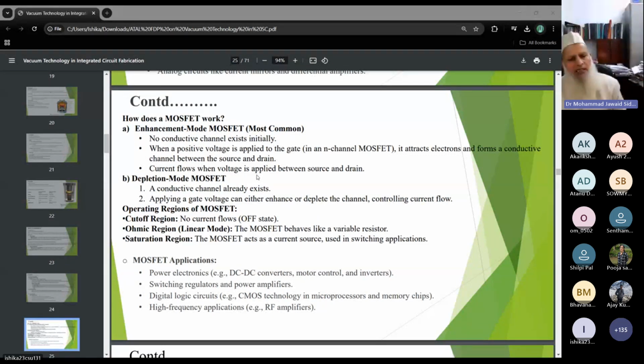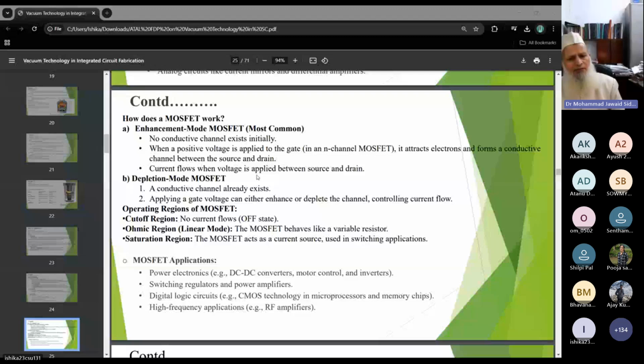In the depletion type MOSFET, the channel is already there, and by applying the opposite voltage on the gate, the current will decrease and the depletion region will increase. So that is the depletion mode MOSFET. Depletion mode MOSFET is not very popular. And again, in this we have the triode region and the saturation region.